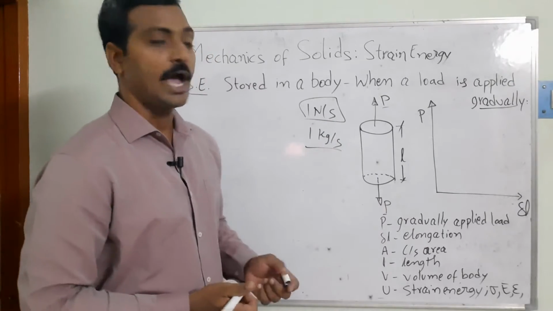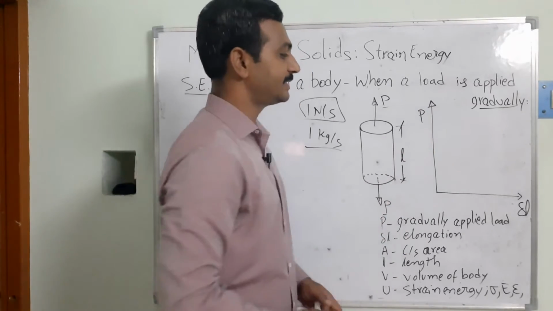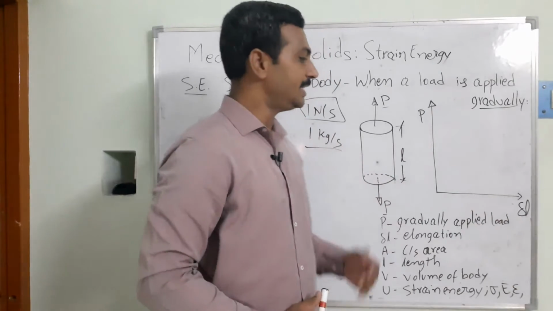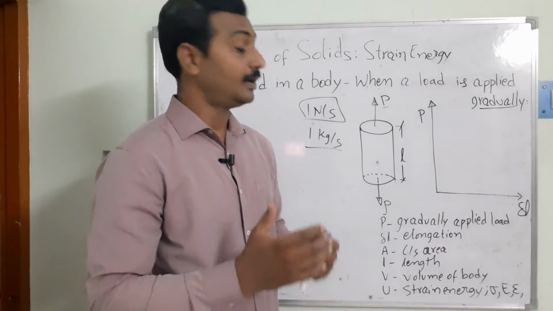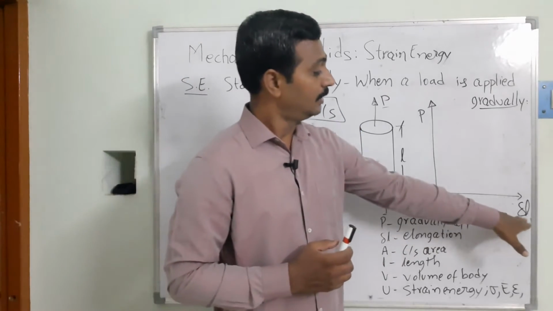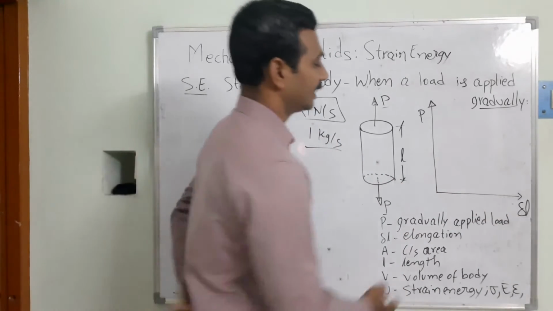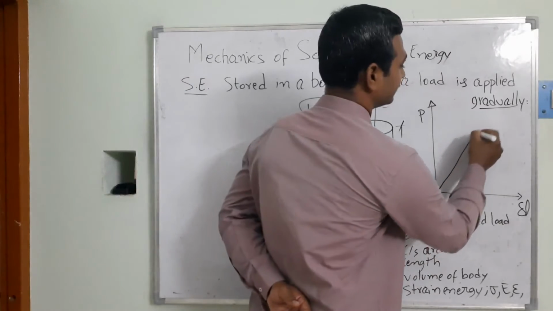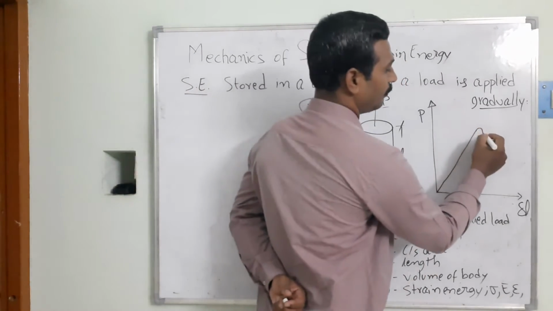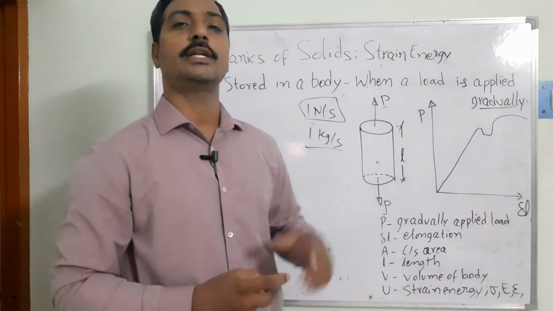So how does the graph come out? Here we can see I have taken the load on the vertical axis and the elongation of the member on the x-axis. Up to the elastic limit, the load and the elongation are proportional to each other, so the curve forms like this. If it is a ductile material, it moves like this. This curve is related to ductile materials.